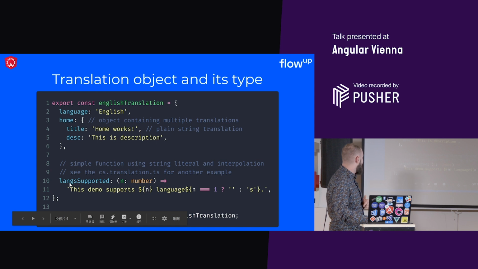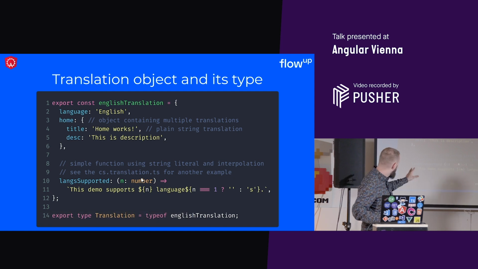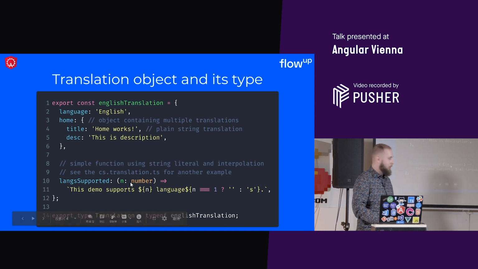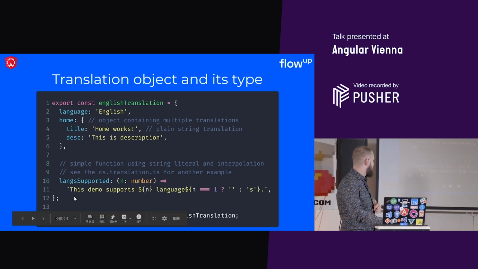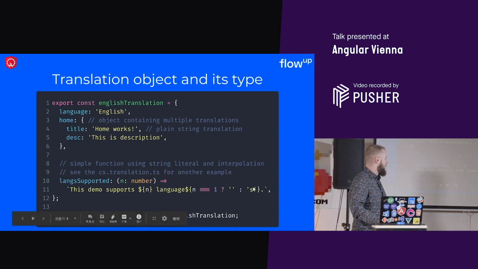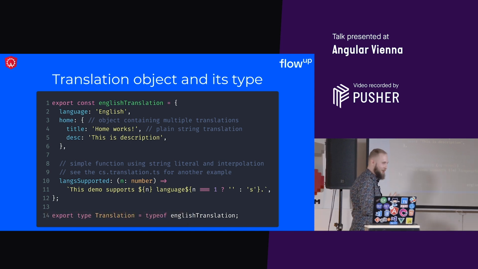There is also a langSupported property, and that property is actually a function. You cannot really see that, but it is a function that takes one parameter, n, a number, and it has a template literal that will tell you this demo supports n languages, and it will differentiate if n is singular or plural, and put an s there. So this is a simple way to do the plural, and you can actually do it like this with a simple function.